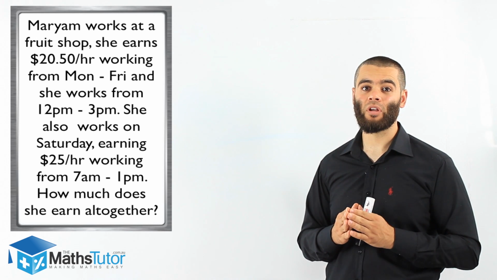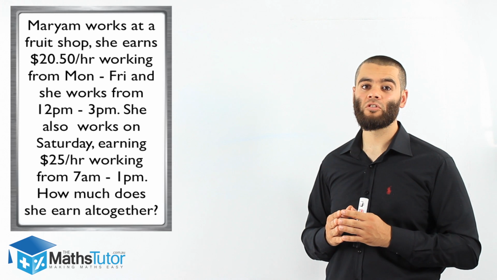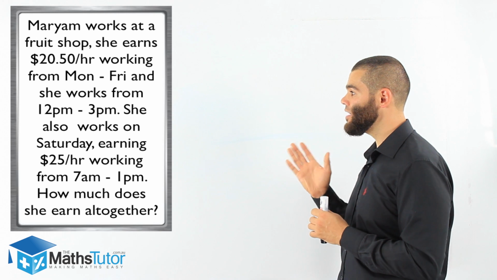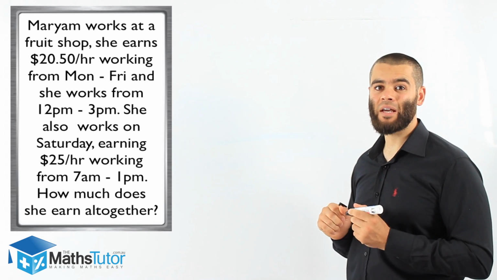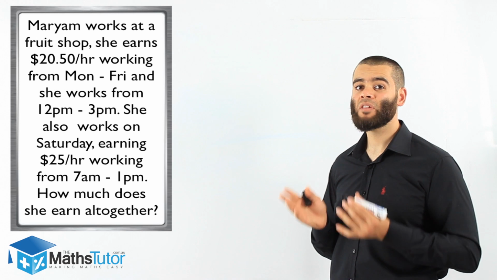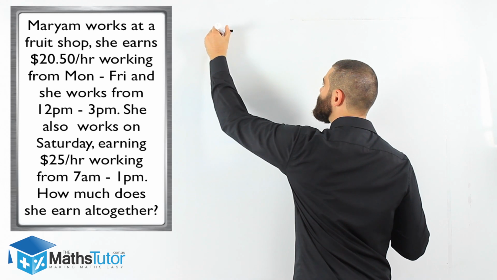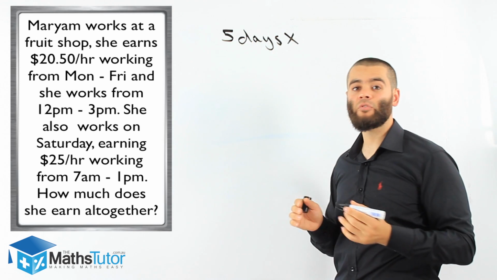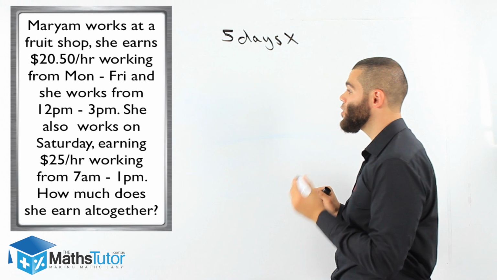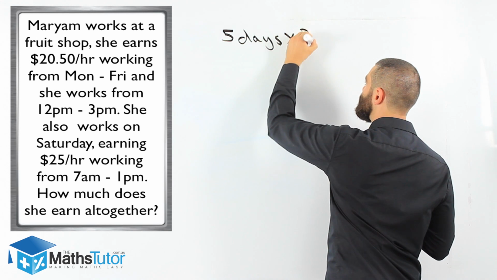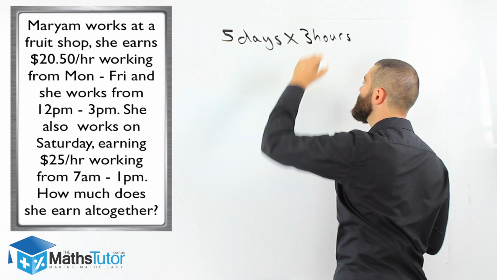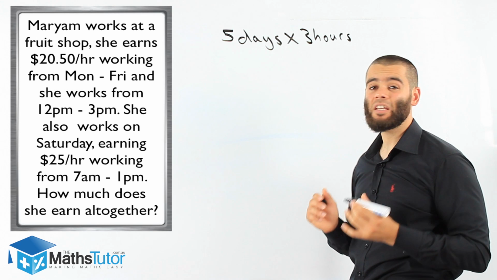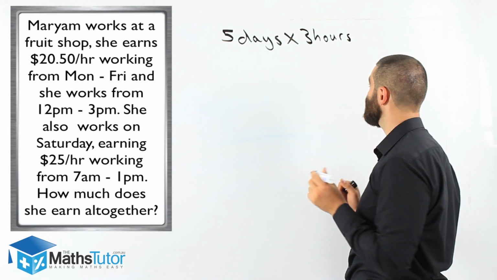Now let's set up the working out to find out how much she earns in total, her weekly wage in total working those hours. Let's start with the weekdays. The weekdays are Monday to Friday. How many days are they? 5 days. How many hours every day? From 12 to 3 is 3 hours. And how much is she getting paid? She is getting $20.50 per hour.